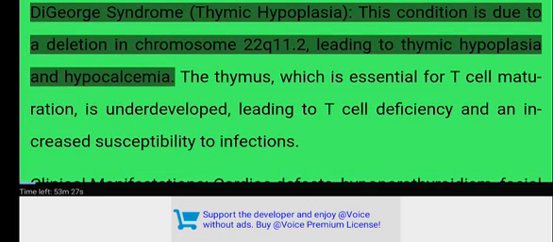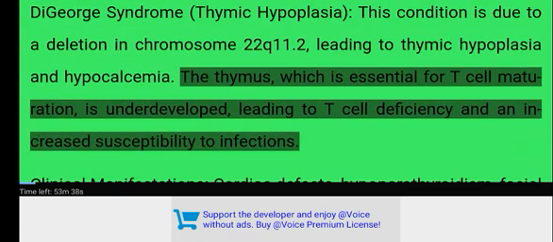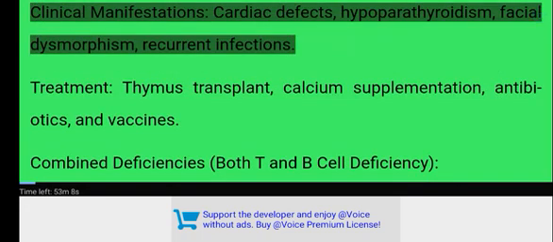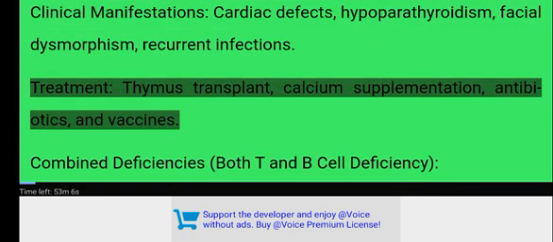DiGeorge syndrome, thymic hypoplasia. This condition is due to a deletion in chromosome 22q11.2, leading to thymic hypoplasia and hypocalcemia. The thymus, which is essential for T cell maturation, is underdeveloped, leading to T cell deficiency and an increased susceptibility to infections. Clinical manifestations: cardiac defects, hypoparathyroidism, facial dysmorphism, recurrent infections. Treatment: thymus transplant, calcium supplementation, antibiotics, and vaccines.